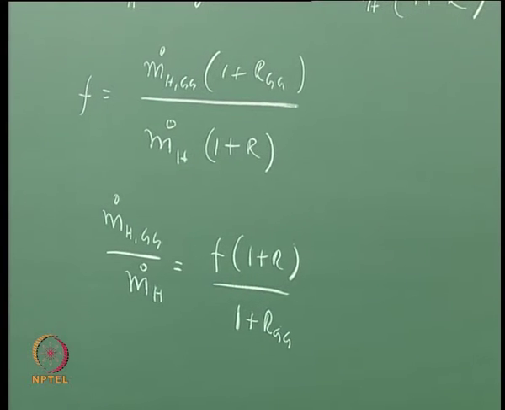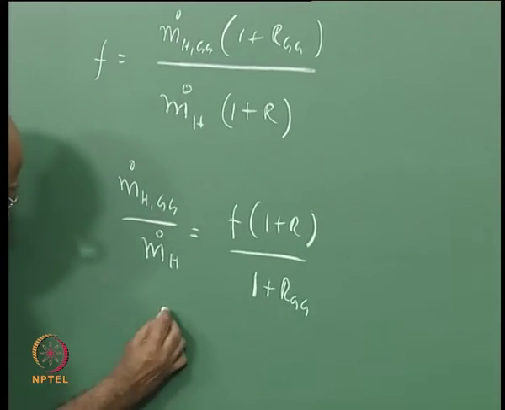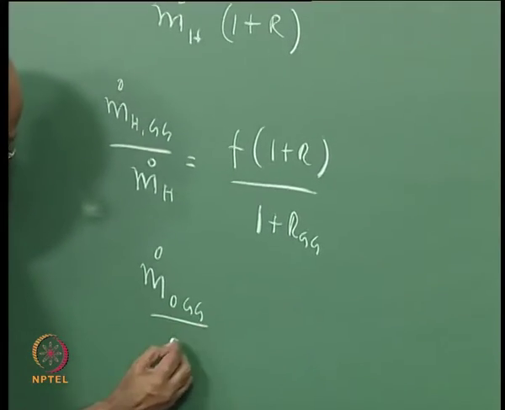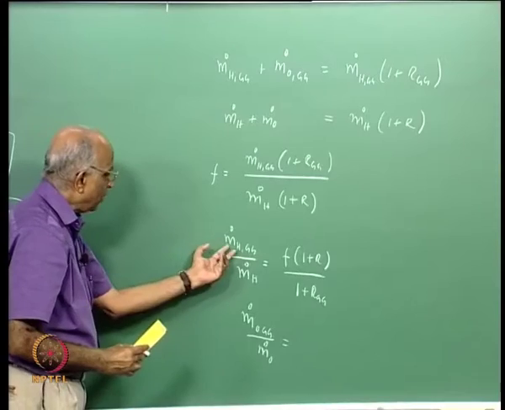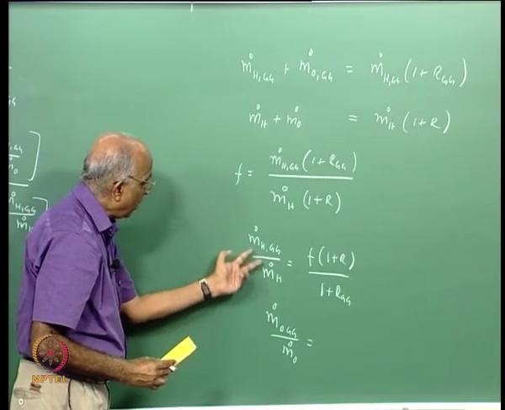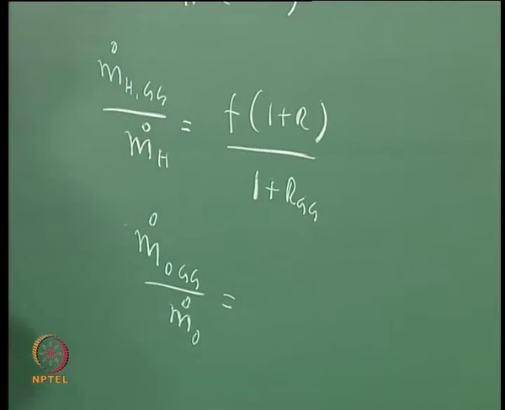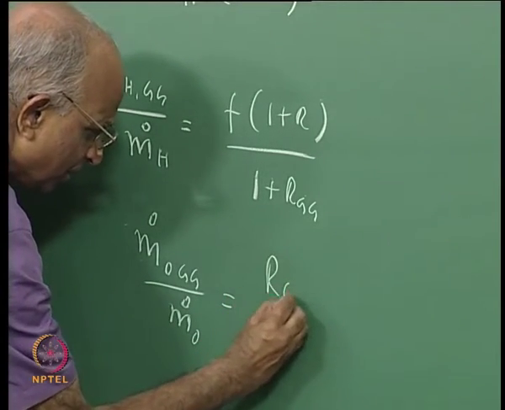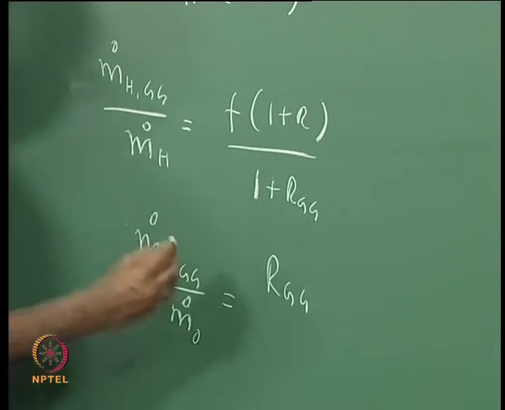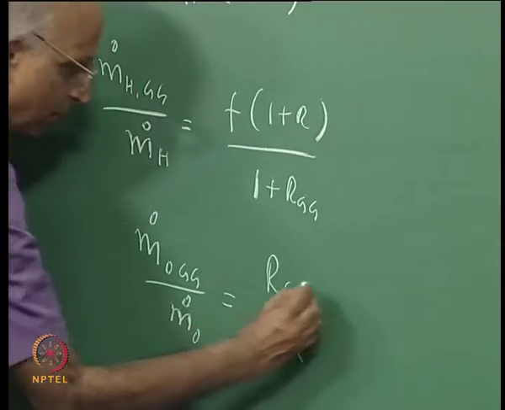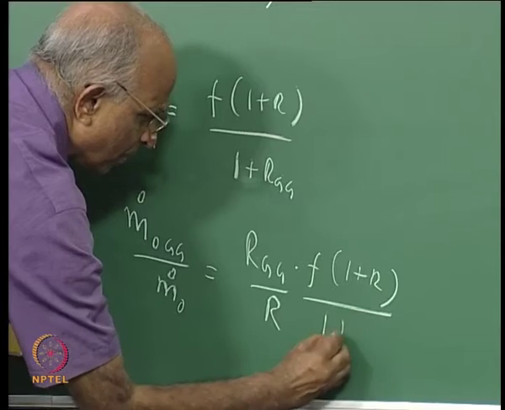And now I can also write, if this is known to us, I can readily translate it into m dot O Gg divided by m dot O is equal to... how do I convert O to this? m dot O by m dot is equal to R Gg, therefore this is equal to R Gg into m dot H. Therefore this becomes R Gg, and m dot O by m dot H is equal to R, therefore m dot O is equal to R m dot H. Therefore this becomes R into the same value gets repeated into 1 plus R divided by 1 plus R Gg.